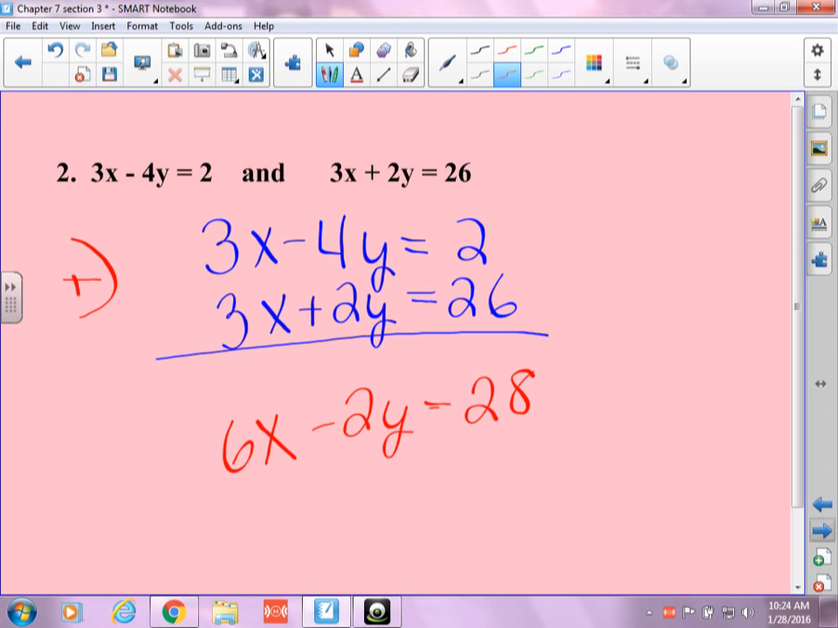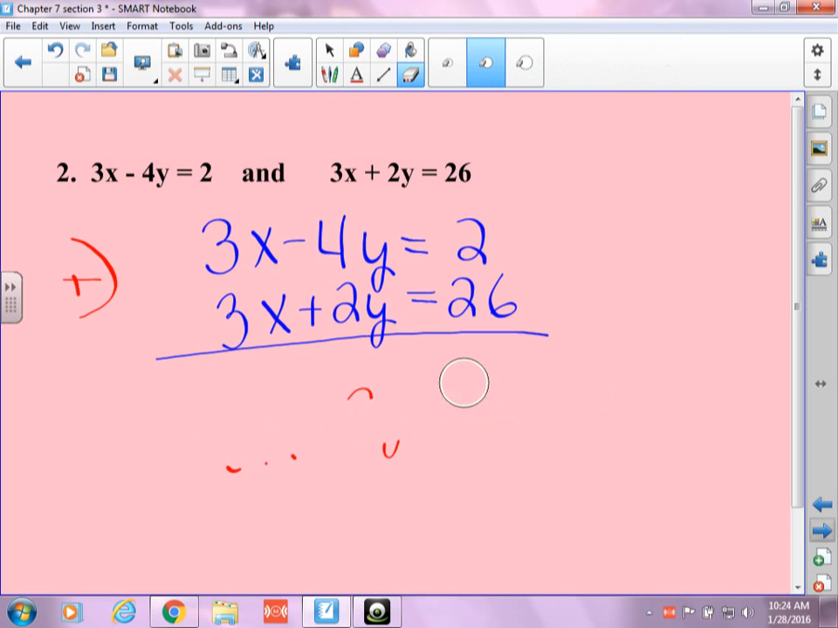I need to subtract. So if you're like, I don't know which one to choose, I'm really confused, try adding first. If you don't eliminate a variable, then subtract. Okay? So now you can pick up your pencils, and we're going to subtract.